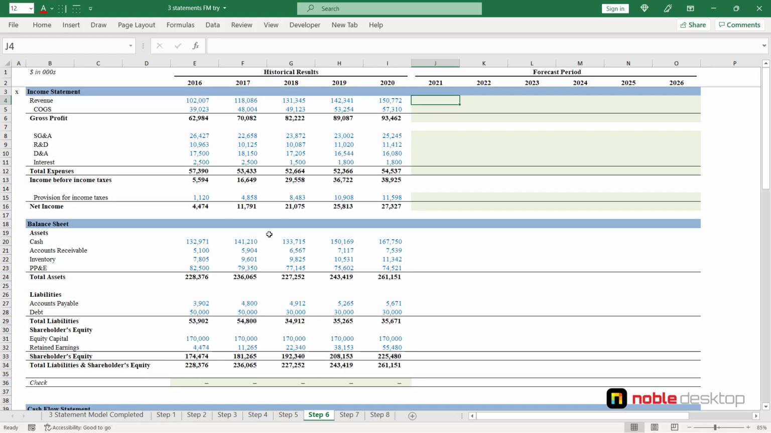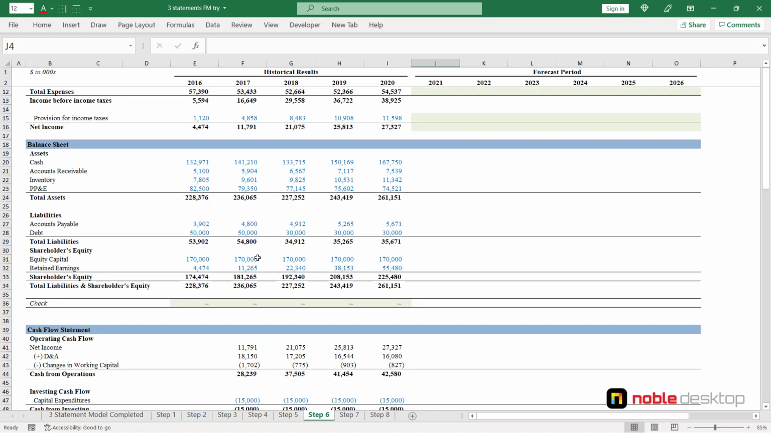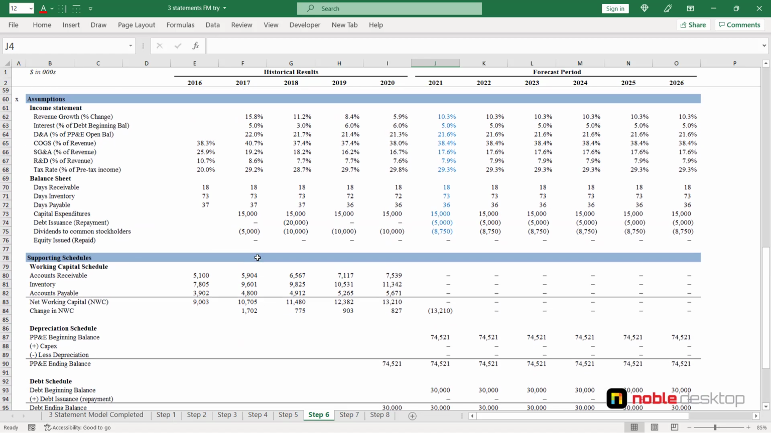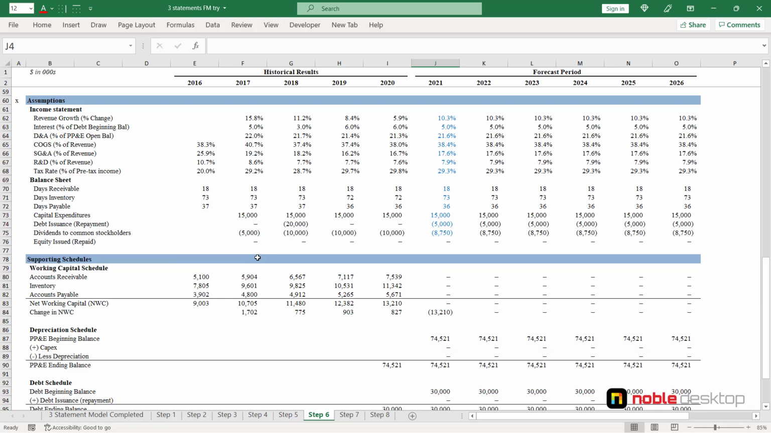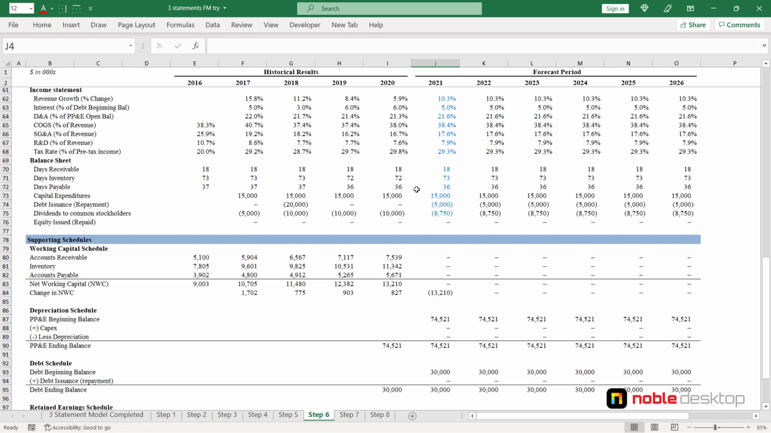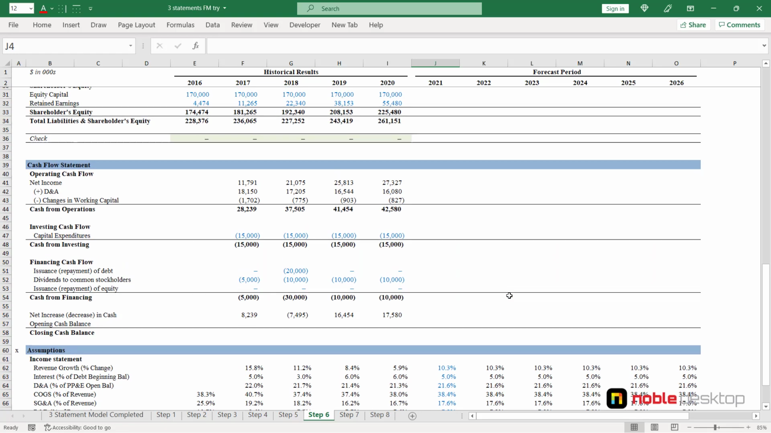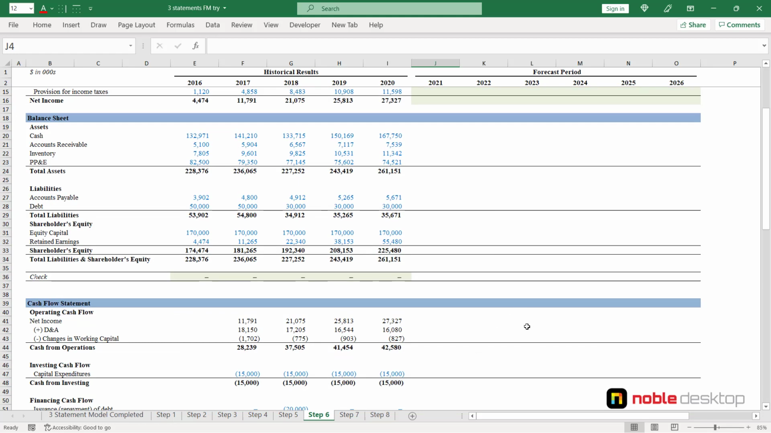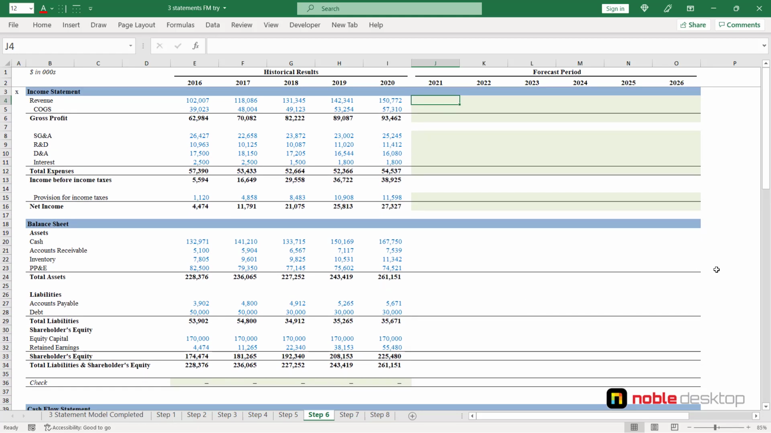So we already completed all historical numbers for all three statements: income statement, balance sheet, and cash flow statement. We completed historical and forecasted years for assumptions and supporting schedules. And now we're going to complete our three-statement model by filling up income statement, balance sheet, and cash flow statement for forecast period. Let's go ahead and start with the income statement first.